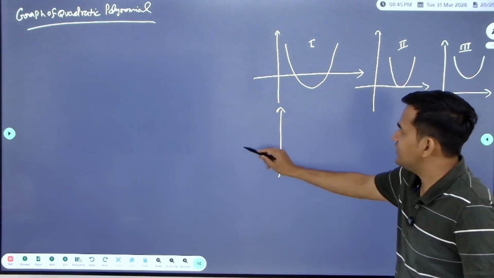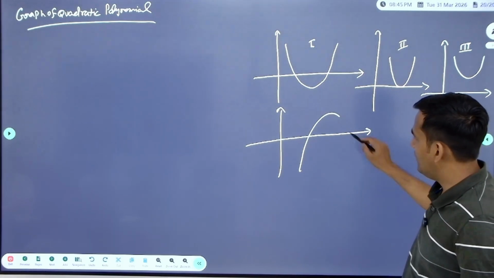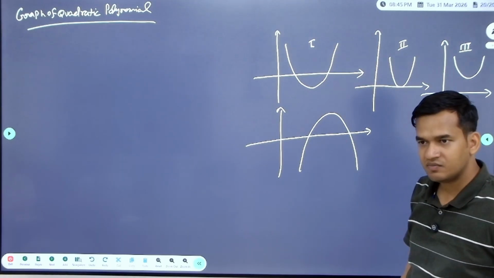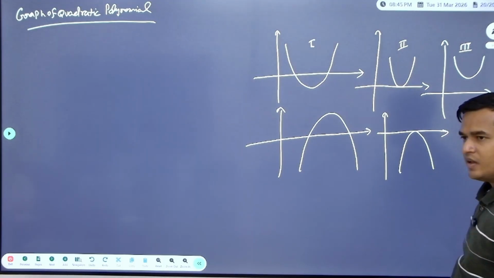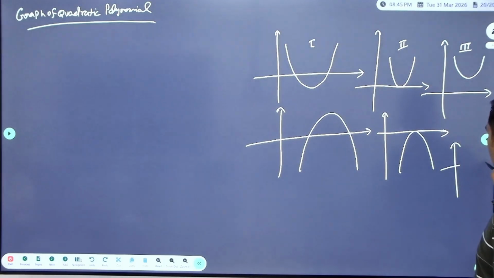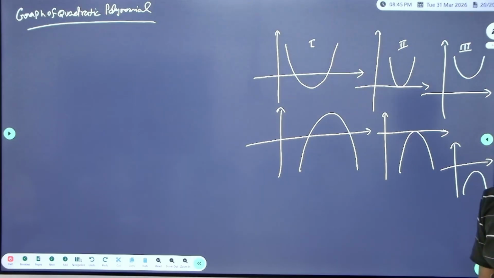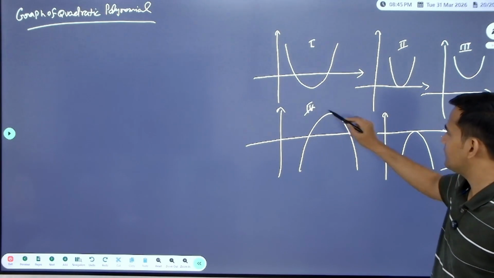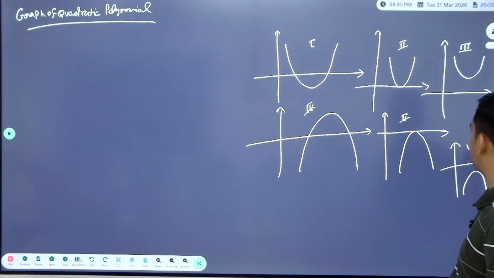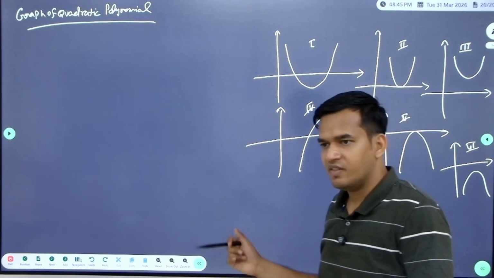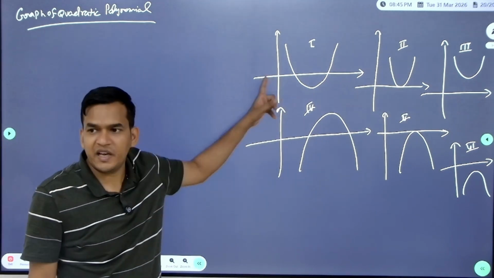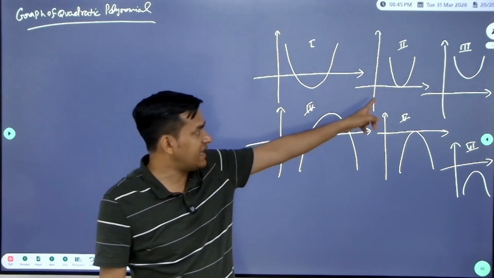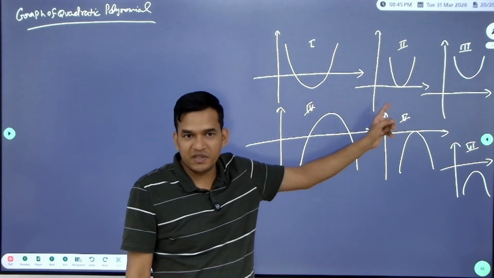And then there are 3 cases of downward parabola, like intersecting x-axis 2 times, intersecting x-axis only one time, and do not intersect x-axis at all. So these are the 6 cases. This is fourth, this is fifth, this is sixth. 3 in the upward, 3 in the downward. Intersect x-axis 2 times, that means 2 zeros. Intersecting x-axis 1 time, that means 1 zero.